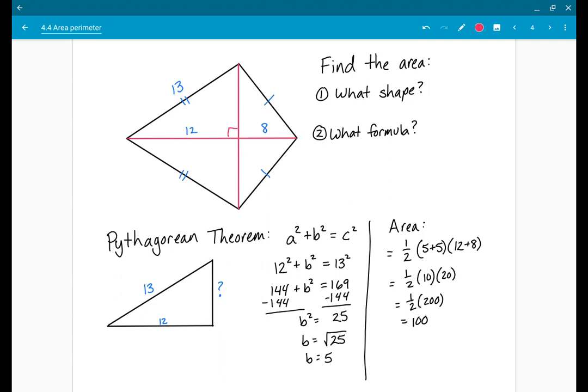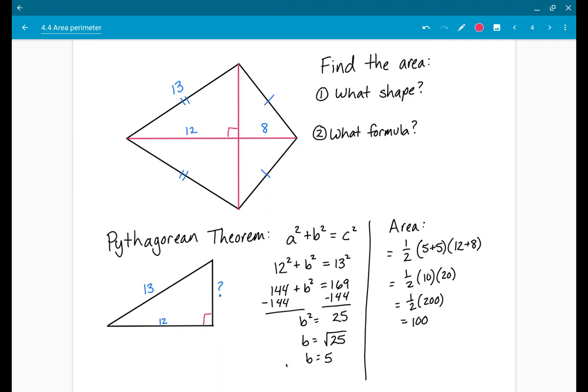All of this information is implied. This is where we go back to our definitions and we write down what is implied by this shape being a kite. Because they're perpendicular, I can use the Pythagorean theorem. I know that the two legs of the triangle are going to be 12 and some number that we're trying to find out, and that the hypotenuse across from the right angle is going to be 13.